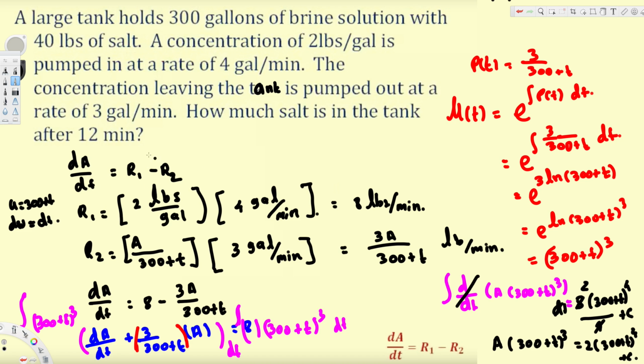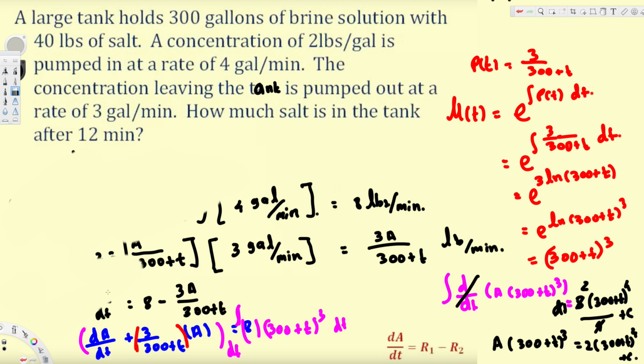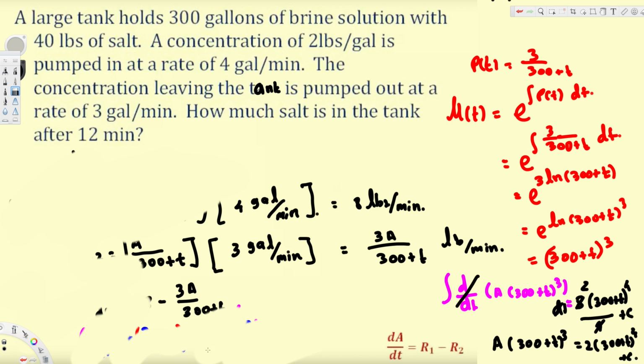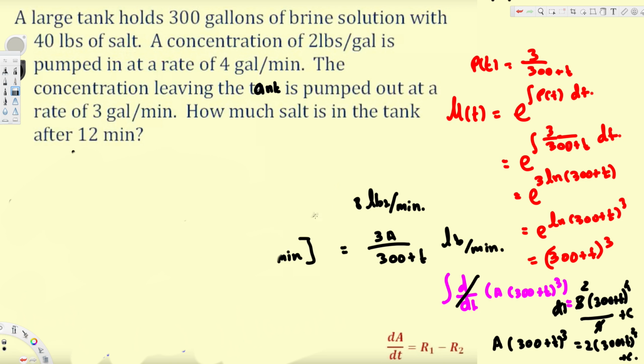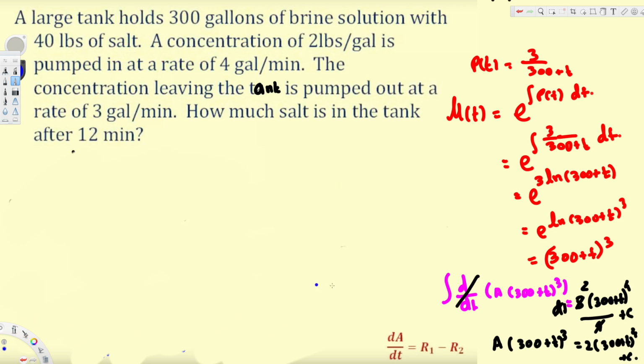I have to get rid of this part because we need some space. Now we have got this one. Now let's copy this down right here. Okay, I'm going to copy this whole thing down. A times 300 plus t cube is equal to 2 times 300 plus t power 4 plus constant.